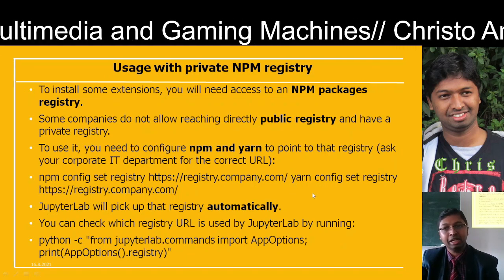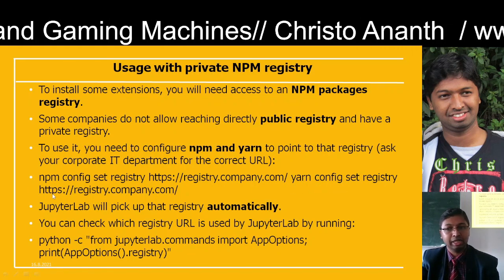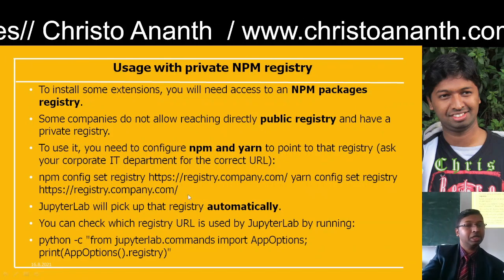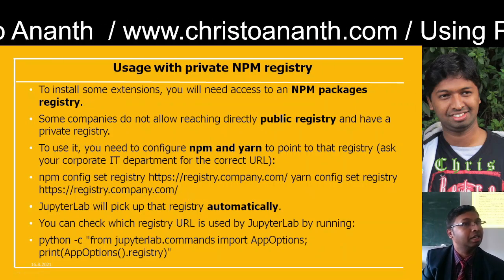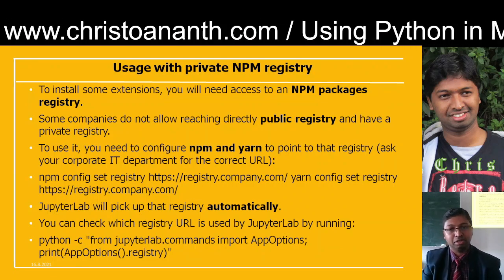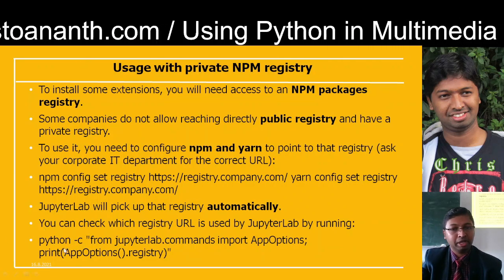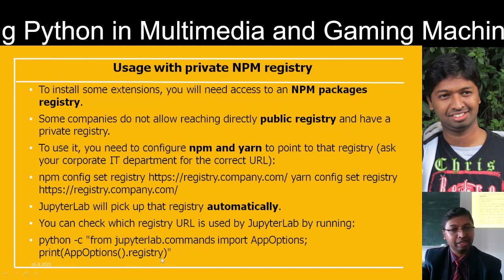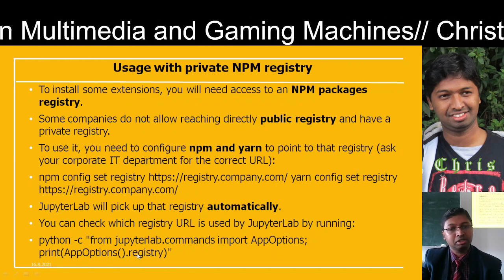registry.company.com/yarn, so that it will be configuring the set registry.company.com. This means that JupyterLab will pick up the registry automatically. So this is what we have. So from JupyterLab commands: python -c, import the add options, print add options.registry.